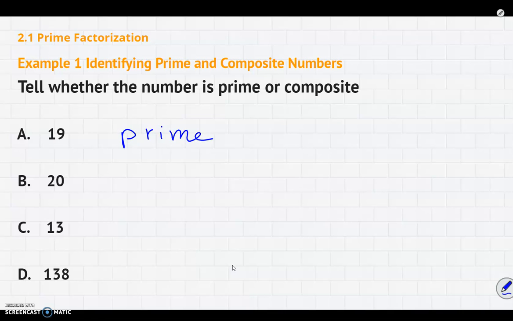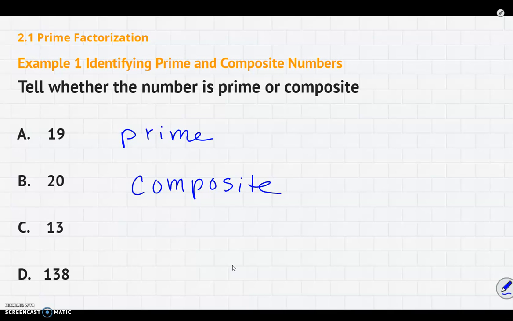Okay, 20, right off the bat, I know is even. So right away, I know that 2 is a factor of 20. And in fact, 2 times 10 is 20. So I know that there are factors other than 1 and 20, which makes it composite.